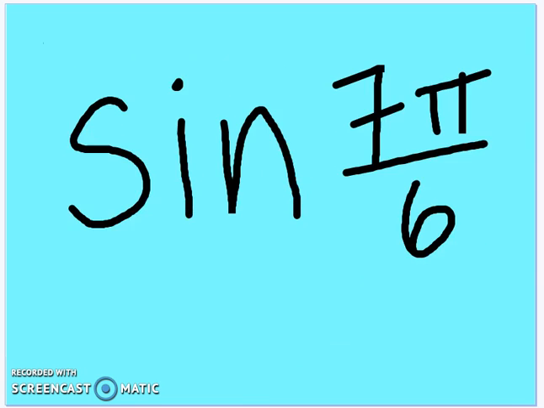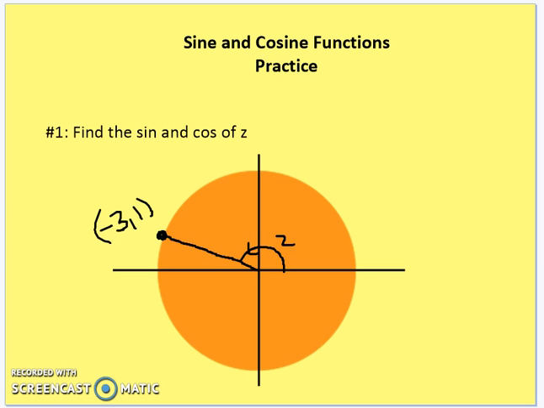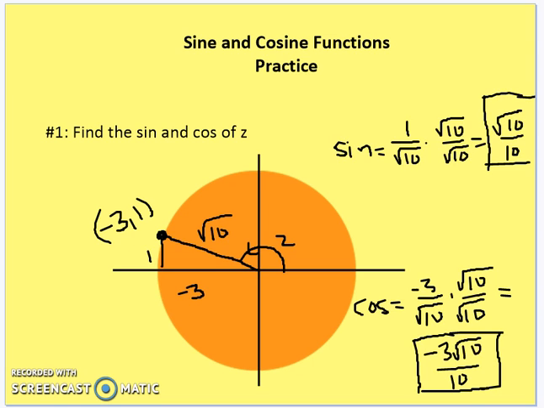And then we're going to skip through to a couple more practice problems. We want to find the sine and cosine of z here again. So we want to find the value of the hypotenuse using the Pythagorean theorem. It's going to end up being root 10. Sine ends up being 1 over root 10, or root 10 over 10. Cosine ends up being -3 over root 10, or -3 root 10 over 10.